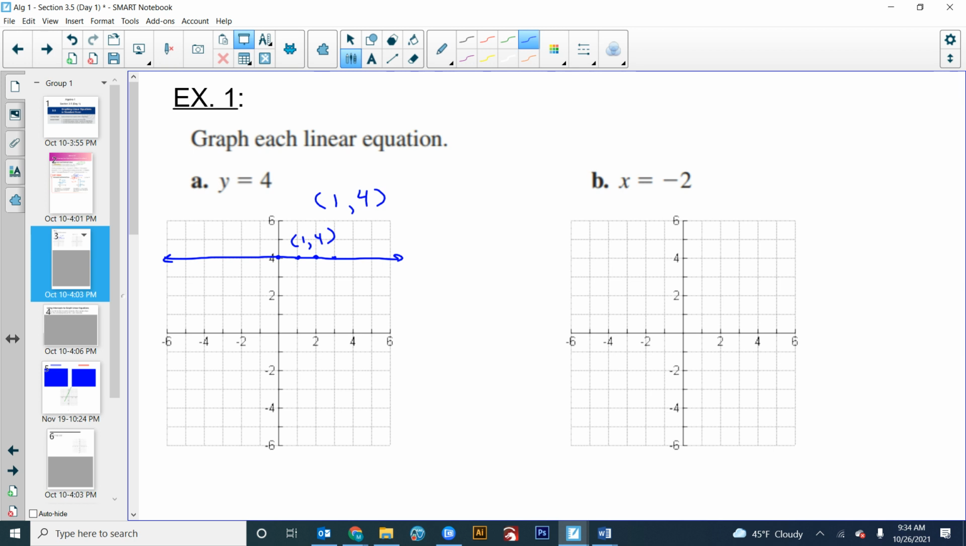So I just graphed some points I knew were on the line and connected them. You guys all knew it was horizontal. x equals -2. Who says horizontal line? Who says vertical line? Good. Ethan, give me a point on that line. (-2, 1) is on that line. Very good. Mary, give me a point that's on that line. (-4, 1).